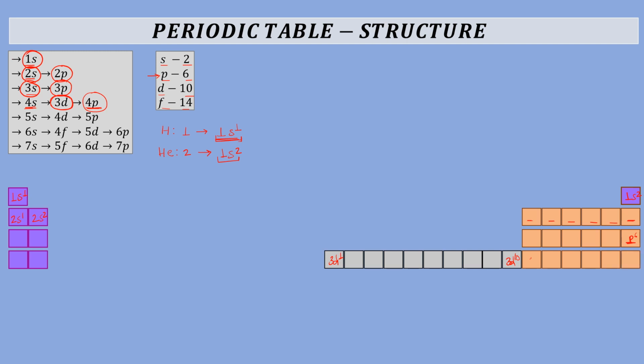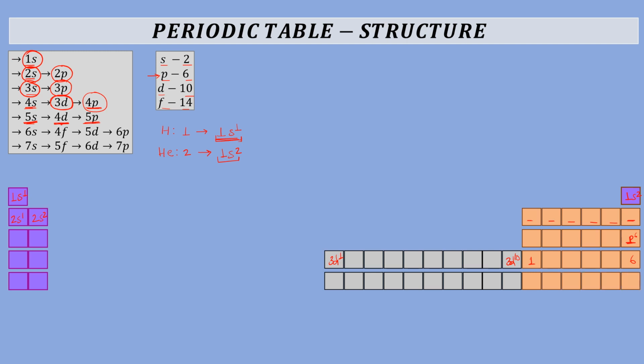4p1 right here up to 4p6. So as we are moving ahead, we are creating blocks, actually places for these elements, and we are getting the structure of the periodic table. Now the filling of the 5s subshell will begin, 5s1, 5s2, and then the filling of the 4d subshell, 4d1 to 4d10, and after that the filling of the 5p subshell will take place, 5p1 to 6.